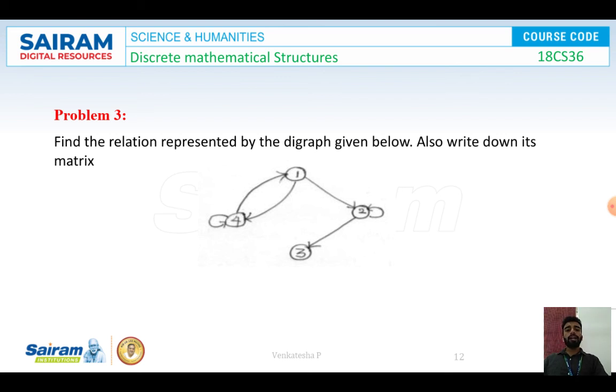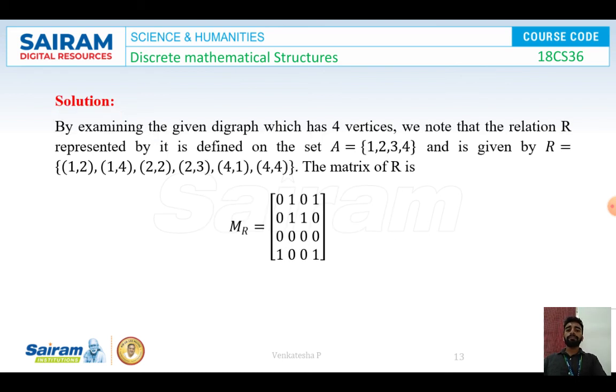So now from this R I'll be making the matrix, right? And we can note that this R is contained in the Cartesian product A cross A also. So now for this I'm going to plot the matrix. So this is actually about row number 1, row number 2, row number 3, row number 4, column number 1, column number 2, column number 3, column number 4.